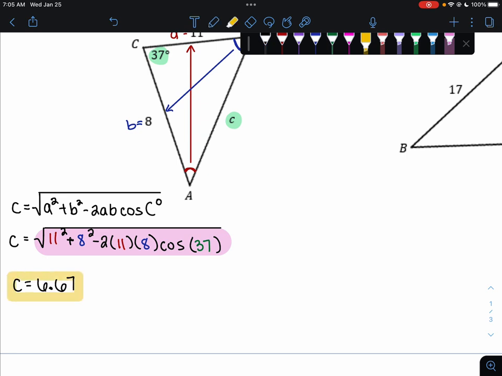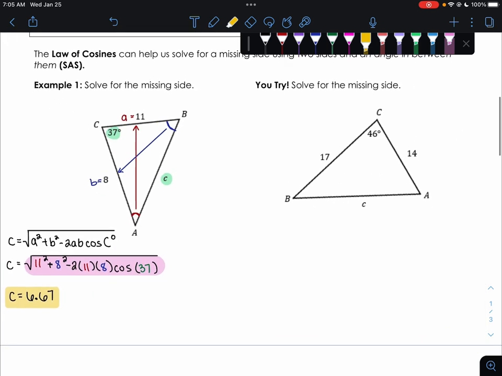And that is it. So what I would like you to do is pause the video and try the one right next to it. If you have any questions on it or you don't get it correct, make sure you ask for help. So hopefully you paused the video. And when you solve this one, you should get C equals 12.42. Okay. Again, if you did not get this or you have a question on this, that is when you need to ask for help from your teacher.